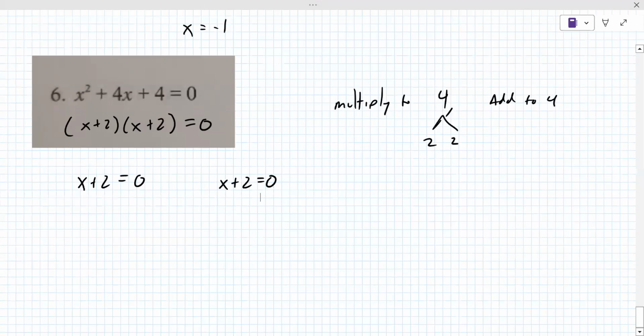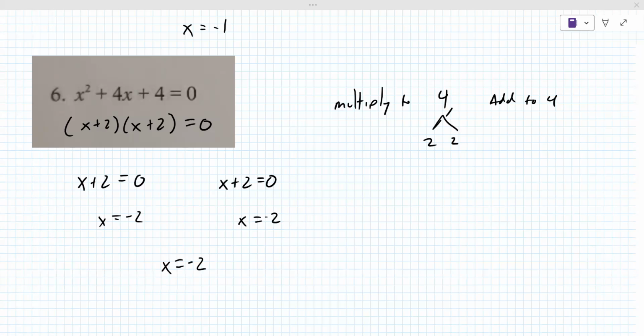All right. And then we would do it like the last problem. Yes. Okay, subtract by 2, subtract by 2, on both sides. X equals -2. And they're the same. Okay. So your answer is -2. Okay. All right. Feel like you got it?